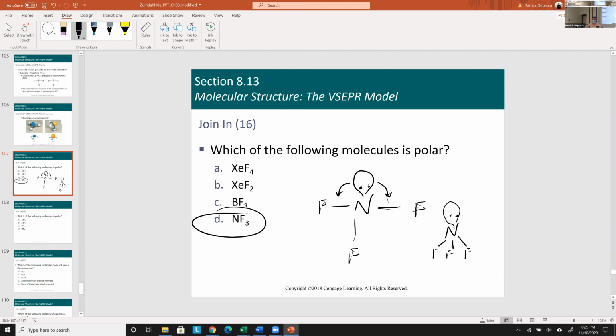Trigonal. Good, trigonal pyramidal, not bipyramidal, just one. So trigonal pyramidal, good. And online, nice, awesome, Isaiah.